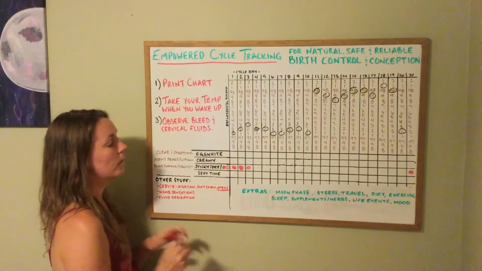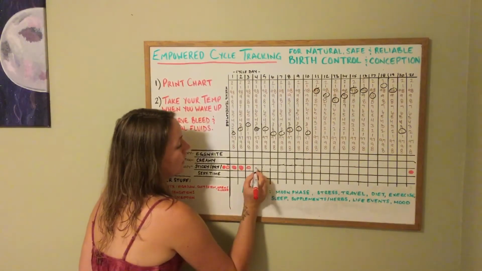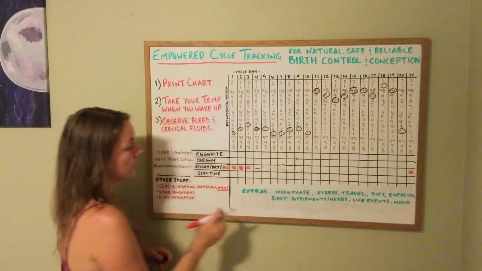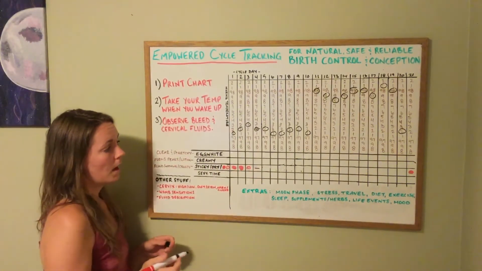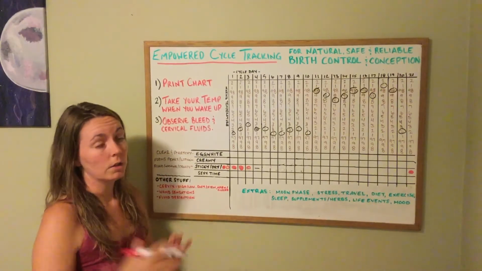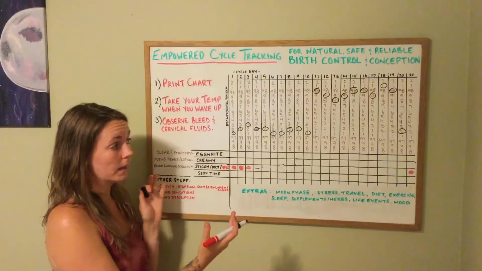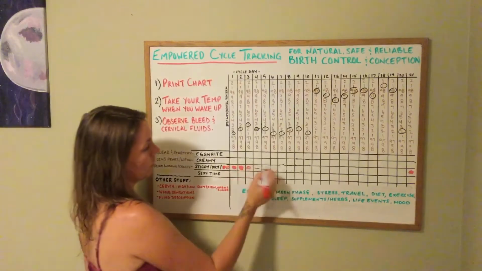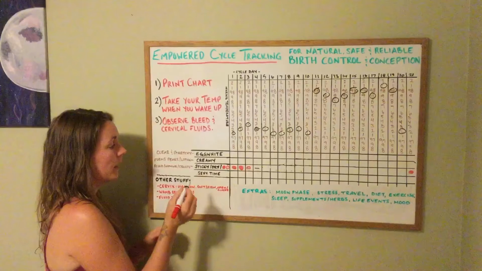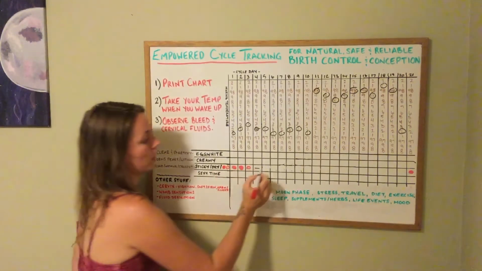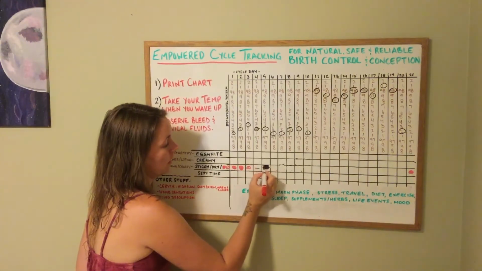Most people will have at least 1 or 2 dry days before the sticky cervical fluid starts to come in. Depending on the length of your cycle, you may have more or you may have less. So just for the sake of this, there's 1 dry day, and then sticky cervical fluid will come in. So we fill that in.